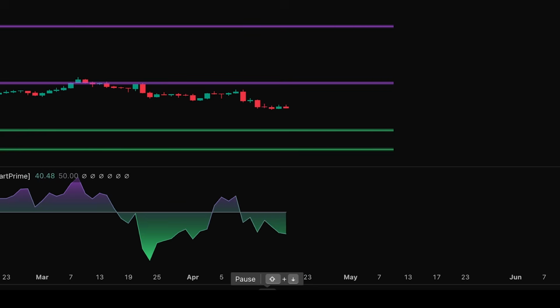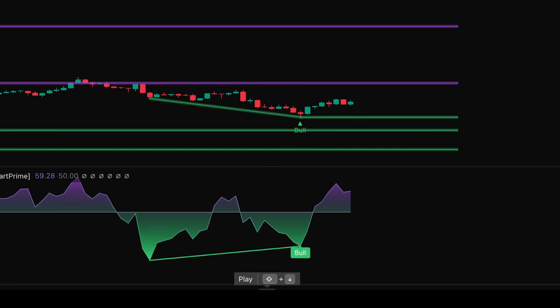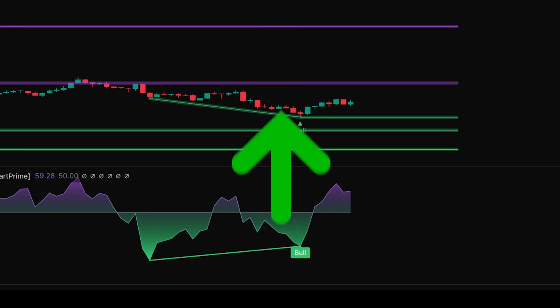Here's another long entry scenario. In a downtrend, spot a hidden bullish divergence, price lower low, RSI higher low, forming a new green zone. If price retests that zone without breaking it, enter long for a counter-trend bounce. Great for scalps in ranging markets.